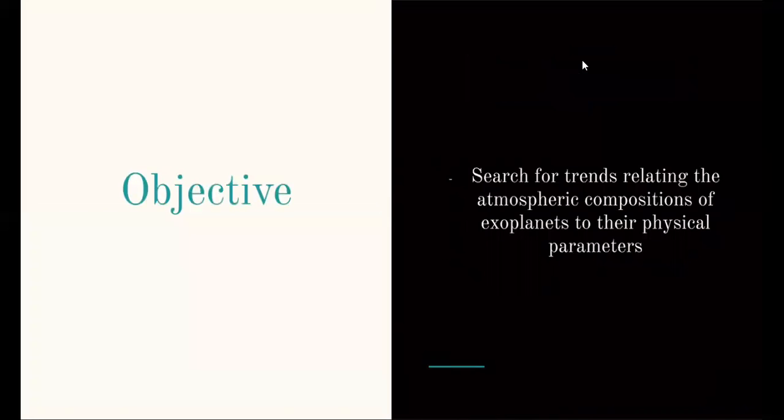Many planets have had their atmospheres characterized with transmission spectroscopy at this point. Despite this, very few studies have been conducted with the aim of determining if there exist any trends relating exoplanet atmospheric compositions to their physical parameters, their radius, their temperature, orbital period, etc. This is the objective of our search.